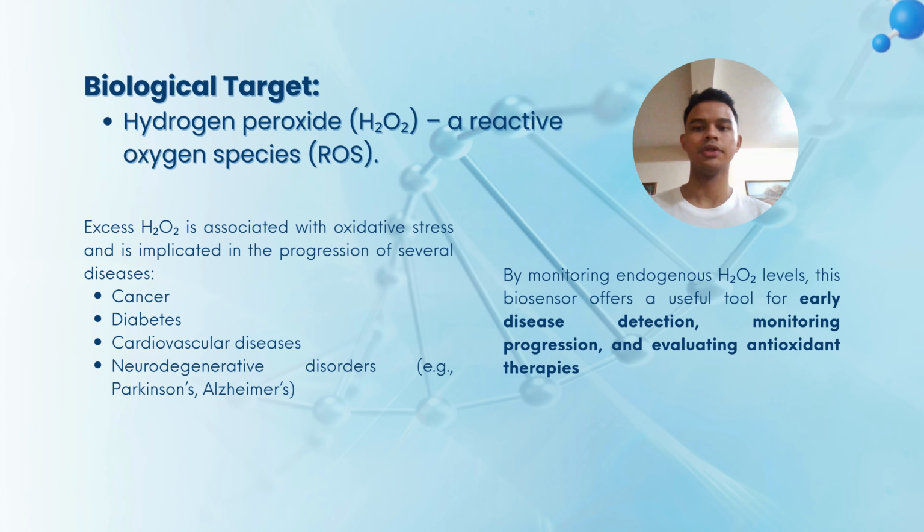Now we will continue on the biological target. For our biosensor, the target is hydrogen peroxide, a reactive oxygen species. Why do we want to detect hydrogen peroxide? This is because hydrogen peroxide is associated with several diseases such as cancer, diabetes, cardiovascular disease, and neurodegenerative disorders, including Parkinson's and Alzheimer's. By detecting the level of H2O2, we can use the biosensor as a useful tool for early disease detection, monitoring progression, and evaluating antioxidant therapy.